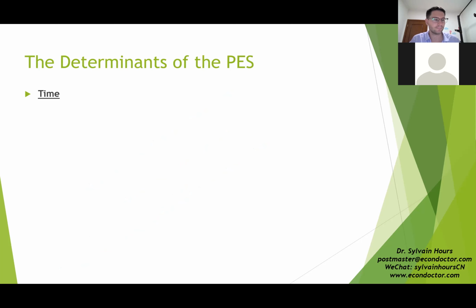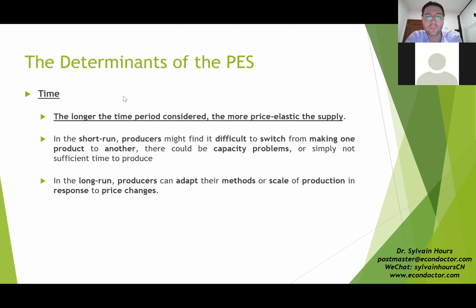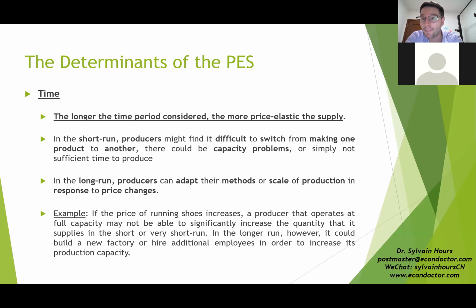Okay, finally, the determinants. So time, just like for the PED, for the same reason, it gives more flexibility, more time to adapt. So the longer the time period, the more price elastic the supply. In the short run, farms might not be able to change their levels of production. It might be difficult to reallocate resources from producing one good to producing another.